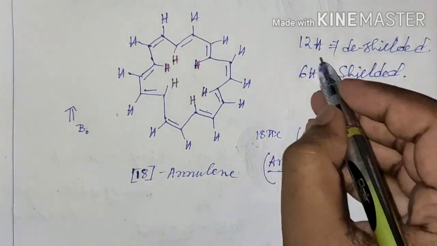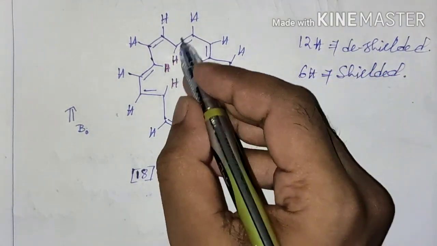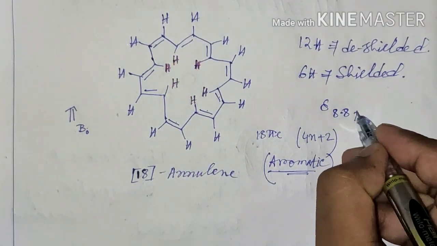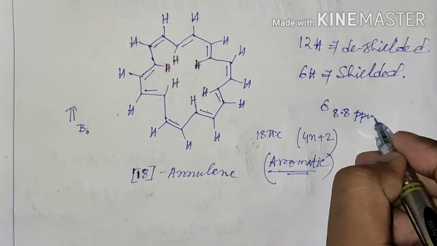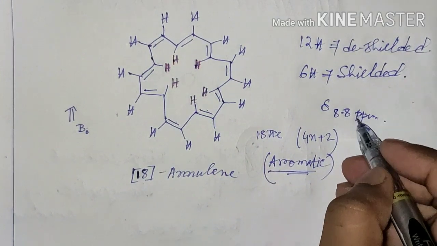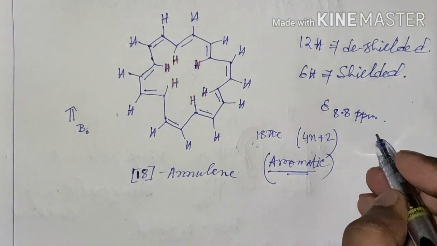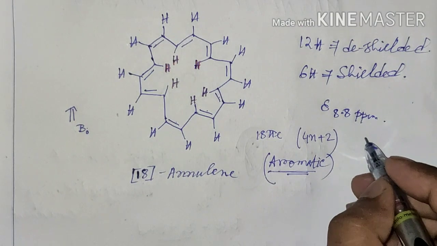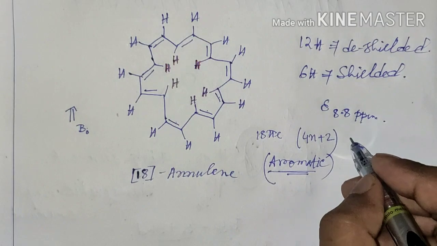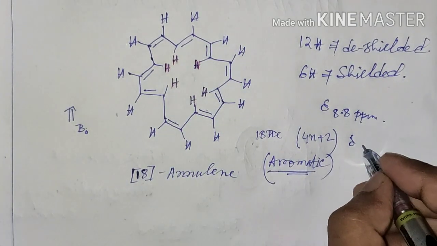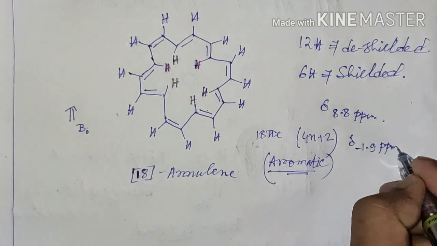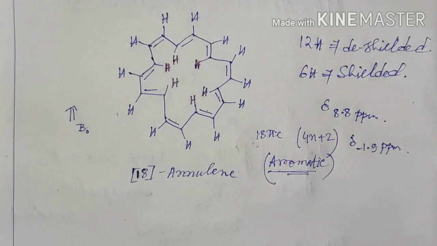And we see that these 12 outer protons resonate at delta 8.8 ppm, and the inner protons will resonate at the upfield region, and it goes further than the internal standard TMS, which is taken as 0 ppm. These 6 inner protons will resonate at minus 1.9 ppm, that is more upfield than the internal standard TMS.